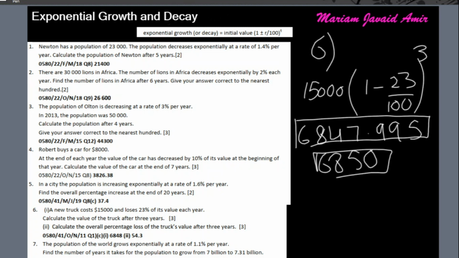Okay, part 2. Calculate the overall percentage loss of the truck value after 3 years. So percentage loss would be loss in the numerator. How much have we lost?